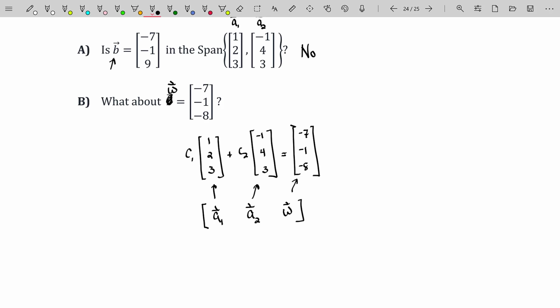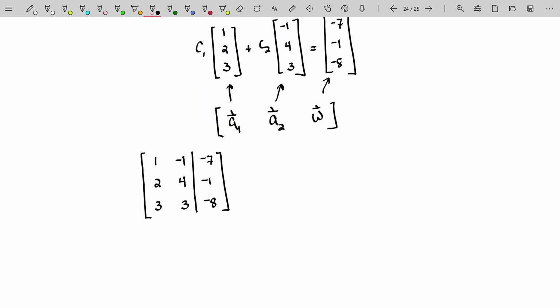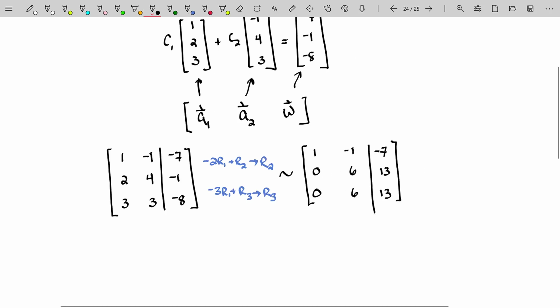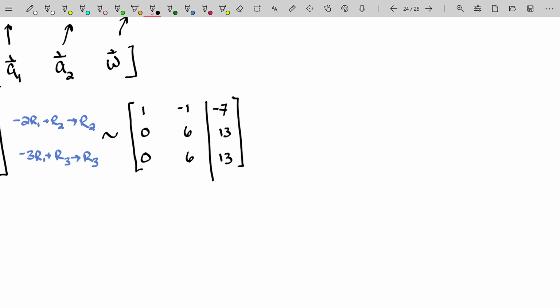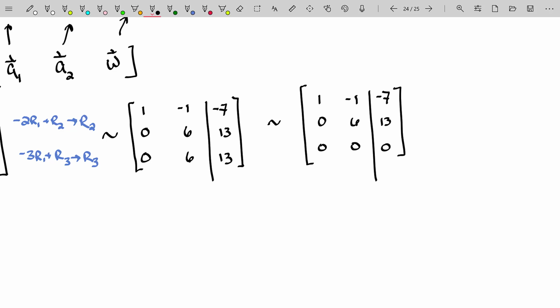I'm going to go ahead and take -2 times row 1 added to row 2 to become the new row 2, and I'll also take -3 times row 1 added to row 3 to become the new row 3. You can see rows 3 and 2 are the same, so I'll just take the opposite of row 2 added to row 3.